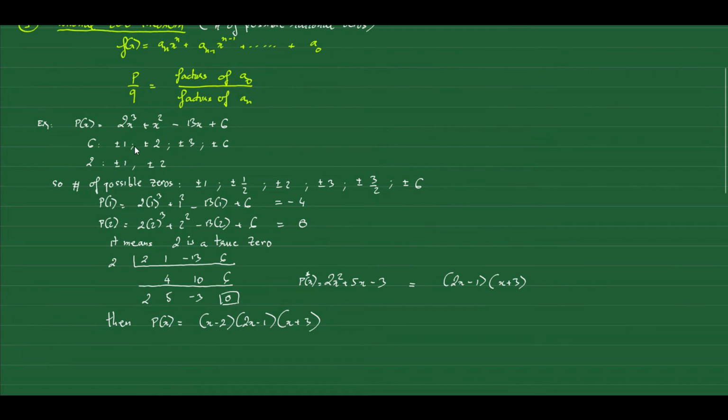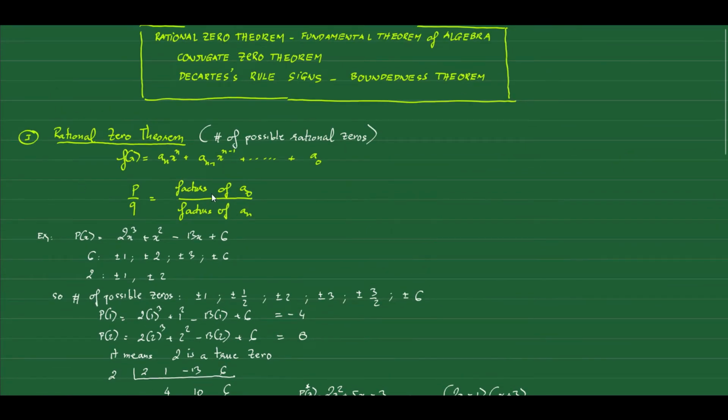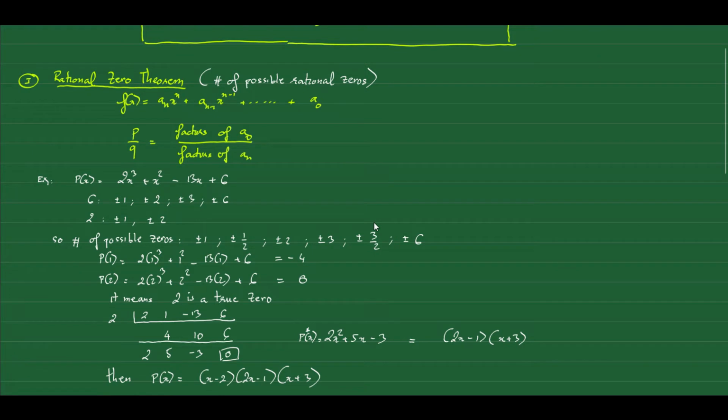Now, the rational zero theorem kind of gives you the boundary. You have too many numbers, and how many zeros we might have, we don't know, right? So the rational zero theorem can help you parameterize the zeros, then see which number is the true zero of the polynomial. Okay.